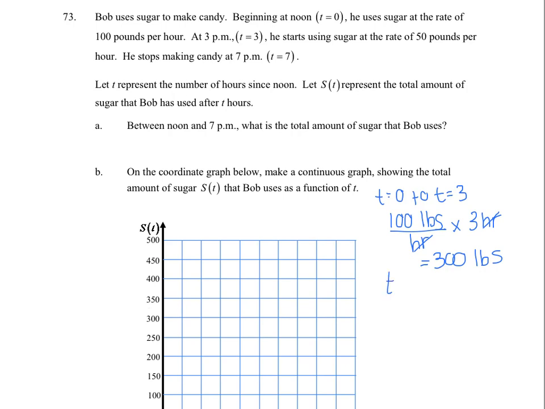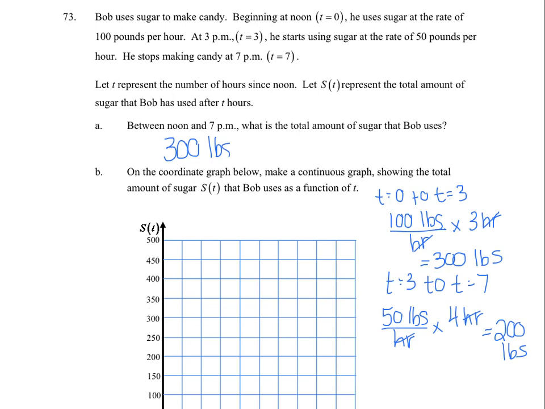Then from t equals 3 to t equals 7, which is a total of 4 hours, he's using 50 pounds per hour for a total of 4 hours. And 50 times 4 is 200 pounds. So between noon and 7 p.m., he is using 300 pounds plus 200 pounds, which gives us a total of 500 pounds of sugar.